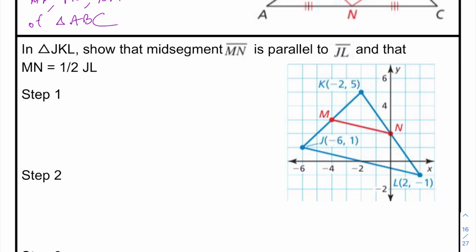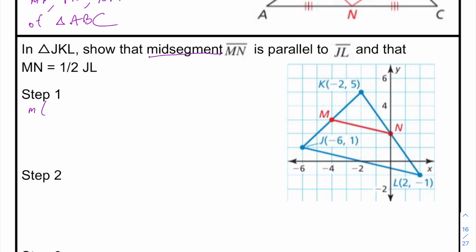So we know that MN is a midsegment because it says so right here. And we're going to prove that it's parallel to segment JL and that MN is half of JL. So the first thing we need to know is what are the coordinates of M and N? Well, it's a midsegment, it connects midpoints, so we're going to use the midpoint formula to find M and N.